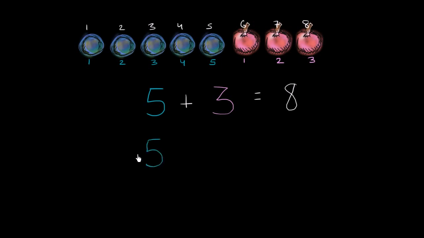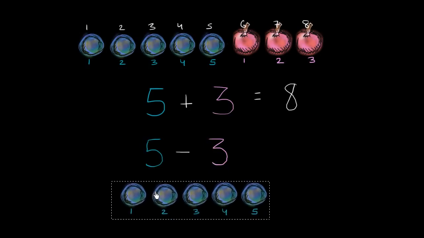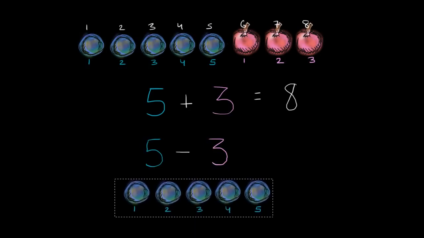What would 5 minus 3 mean? Well, you could imagine starting off with 5 pieces of fruit. Let me copy and paste that. So if you start with 5 pieces of fruit, and now if you're subtracting 3, this means taking away 3 of your fruit.